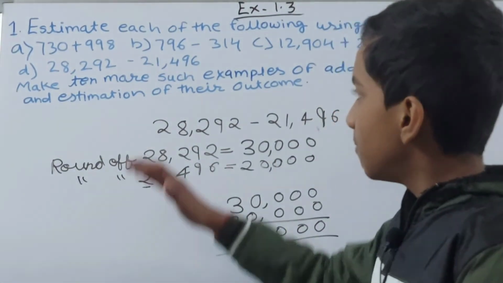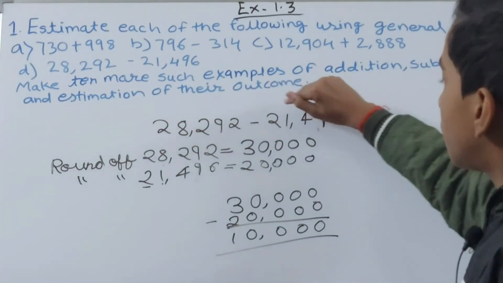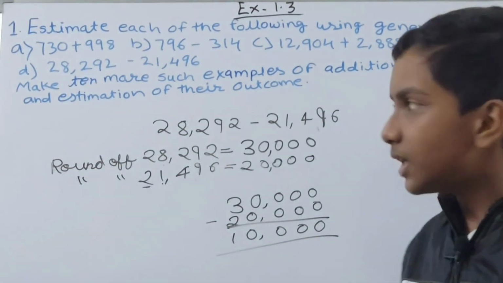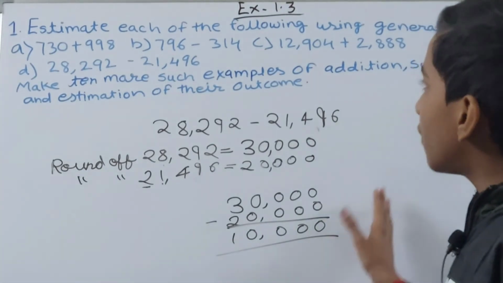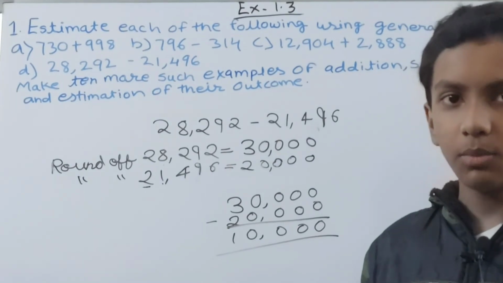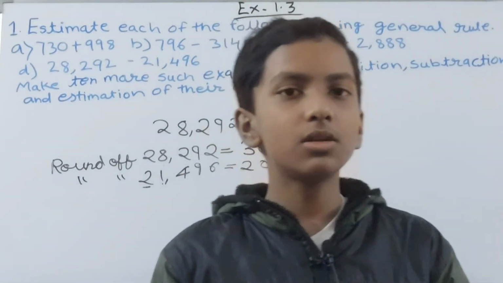Now it is saying make 10 more such examples of addition, subtraction, and estimation of their outcome. So just like these questions, you have to make some questions which are almost the same, but the numbers will be different, and you also have to show their answers by estimating their sum or the difference or the product.